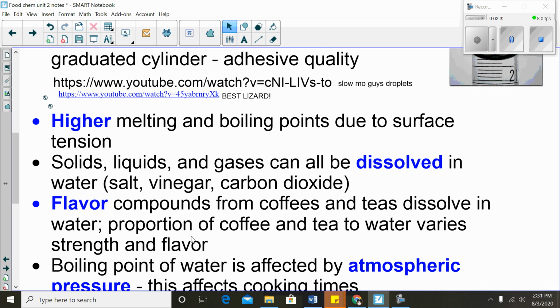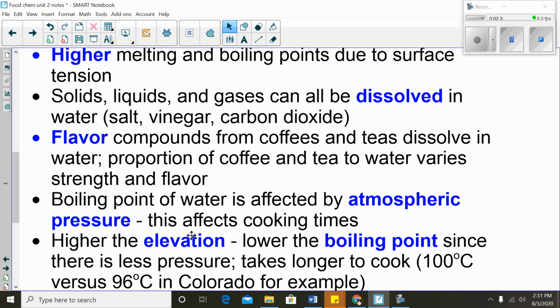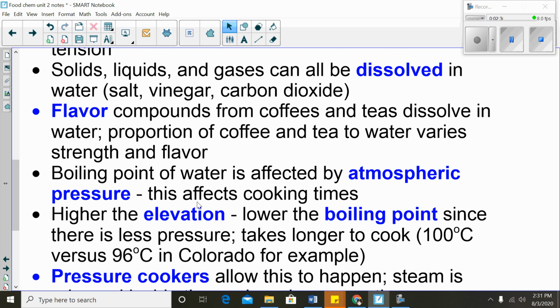All right, but more properties of water. Solids like salt, liquids like vinegar, and gases like carbon dioxide in your soda, right, can all be dissolved in water. Flavor compounds from coffees and teas dissolve in water. Now the proportion of coffee and tea to water varies the strength and the flavor.